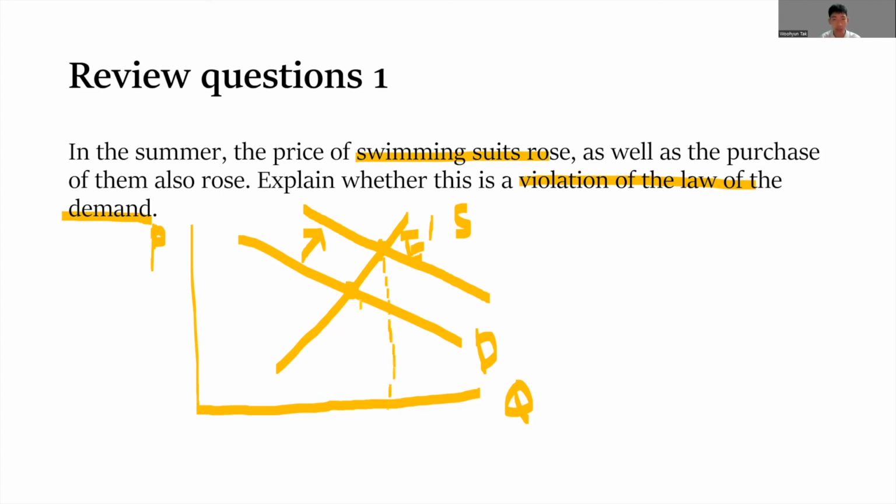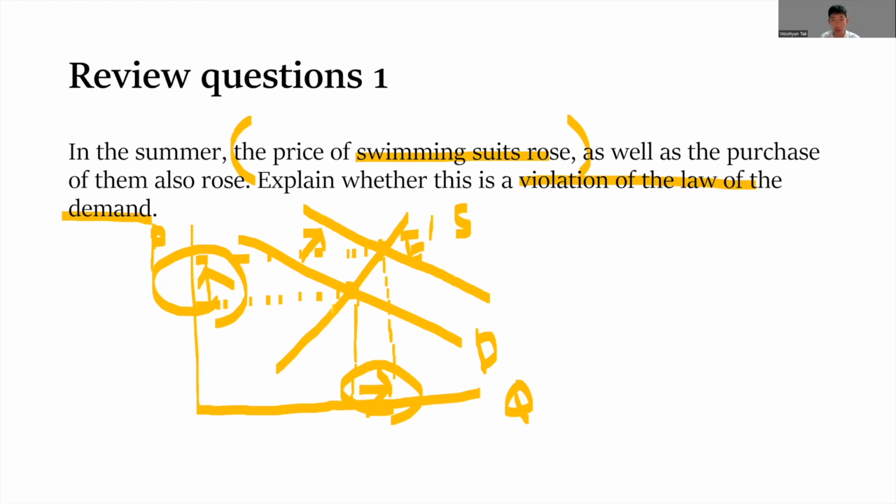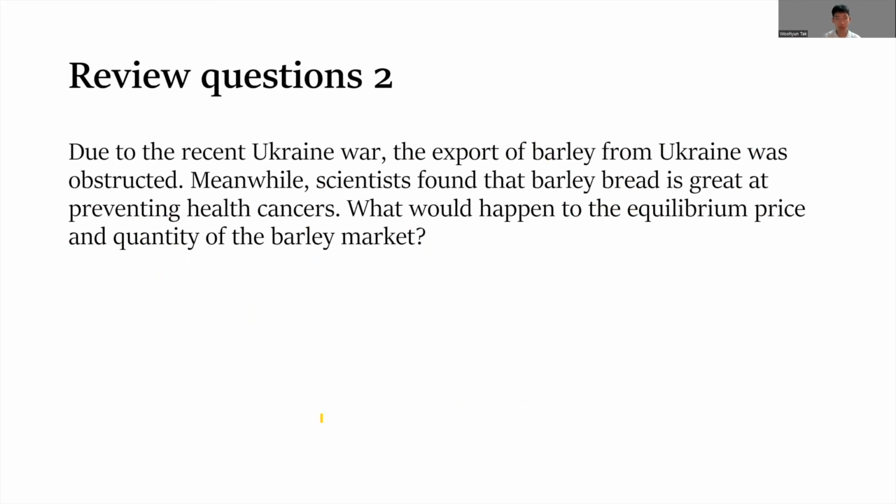Then let's see what happens to the equilibrium price and equilibrium quantity. Equilibrium quantity has increased and coincidentally the equilibrium price has also increased. Therefore, of course, the price of swimsuits may rise. It is also possible that the amount of purchased swimsuits can also rise, because this is a shift of the curve, not a movement along the curve.